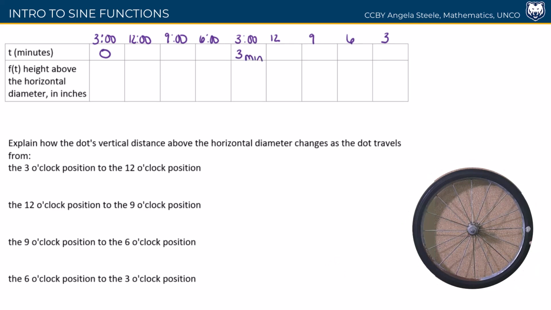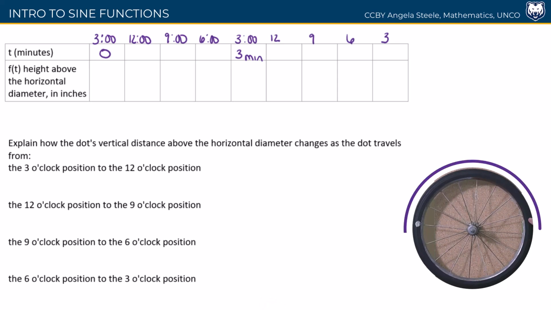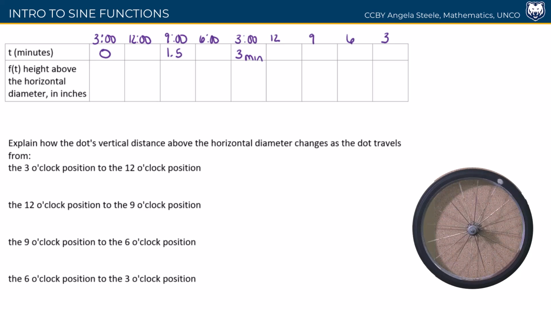And so then we want to break down the time as we hit these other key markers. We know that the 9 o'clock is halfway around the circle. So if it's halfway around the circle, it's going to take half of the time. If it's 3 minutes for the full circle, that means it's going to be 1.5 minutes to go around half the circle. Then we can also go back to this 12 o'clock position and think about how long it takes to go from the 3 o'clock position to the 12 o'clock position. That is half of the distance halfway around.